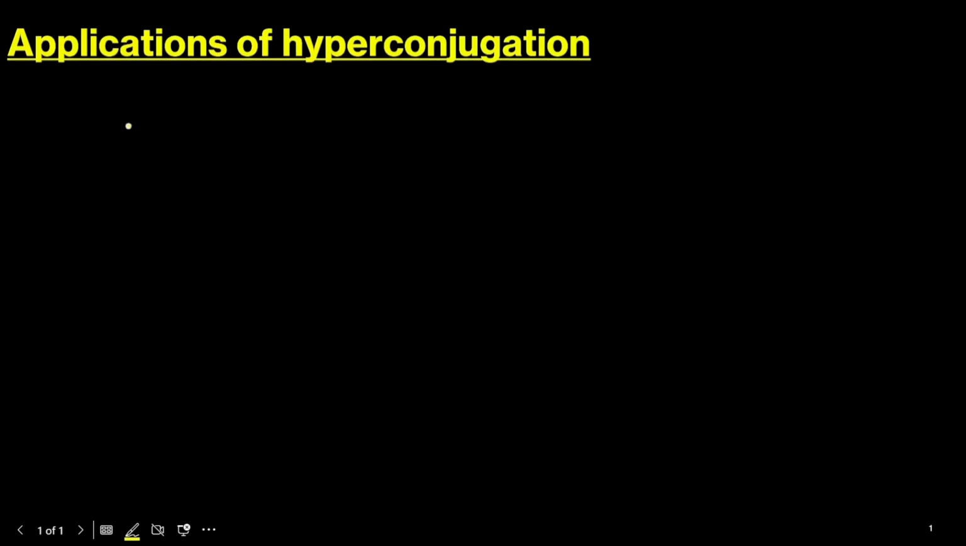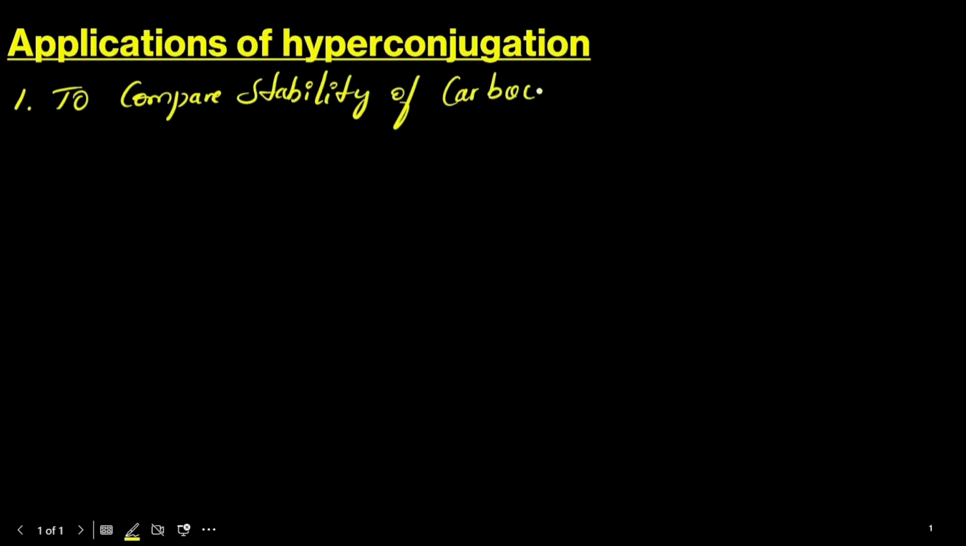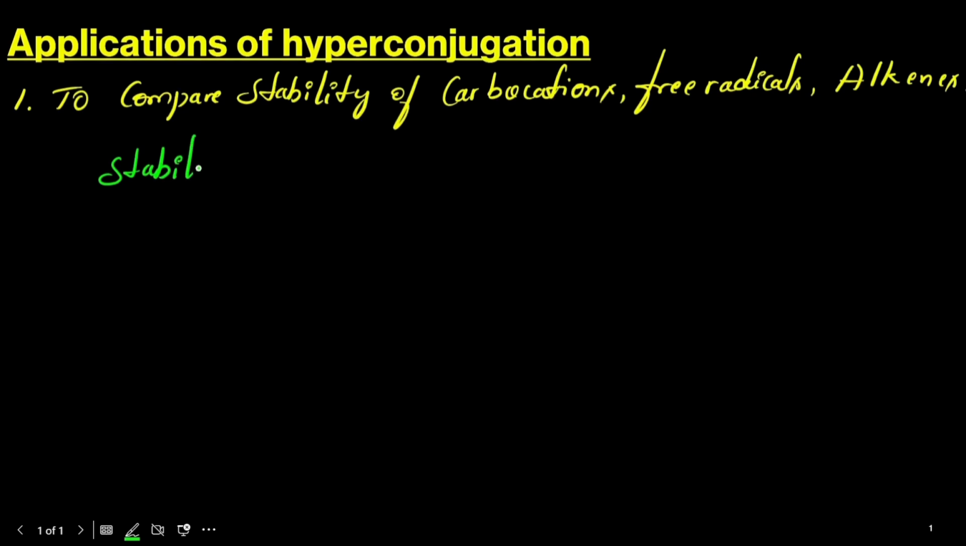We will move on to applications of hyperconjugation. The first one is to compare the stability of carbocations, free radicals and alkenes. In hyperconjugation, stability is directly proportional to the number of alpha hydrogen atoms.